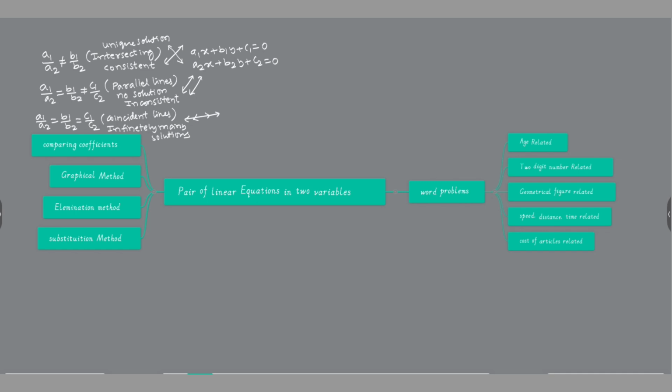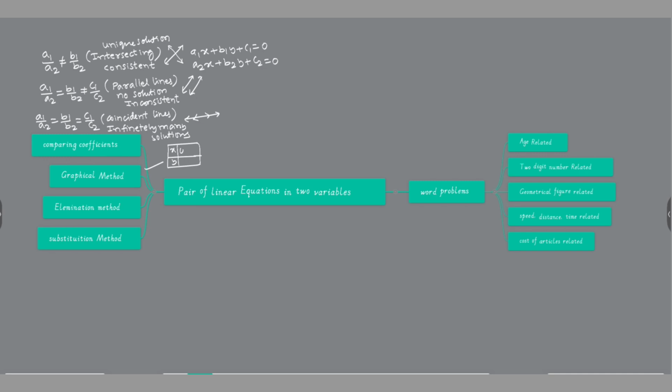Then next we will be having to find out the solution of the given two equations by different methods. In that, one very important topic is the graphical method. In the graphical method, we have to draw the graph of the given two equations. Generally, I prefer to draw the graph of a line by taking one time x value, one time y value. You have to find out the values of x and y for two equations.